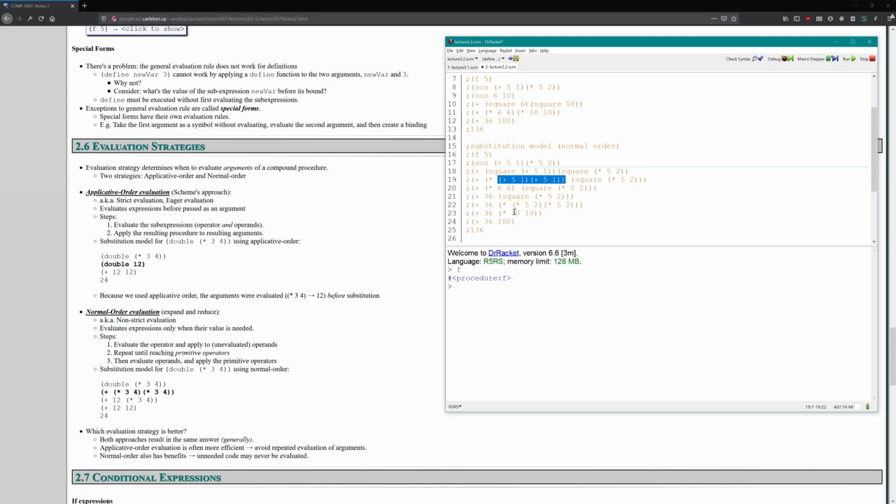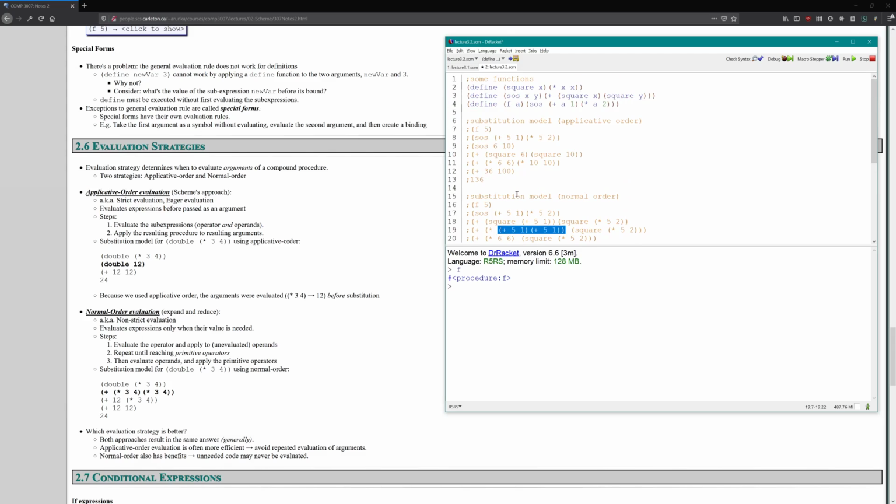Normal order can also be more efficient in certain situations, specifically if a piece of code is completely unnecessary. So let's say, for example, in the body of sum of squares here, we passed in two combinations, x and y. So we had (+ 5 1) for x and (- 5 2) for y. We haven't run into the specific code that will allow us to do it yet, but we could imagine that there's a branch in this code where we only ever need the square of x or the square of y, but never both.